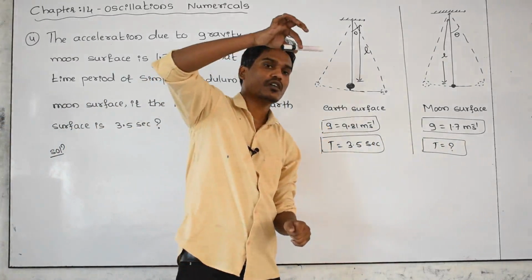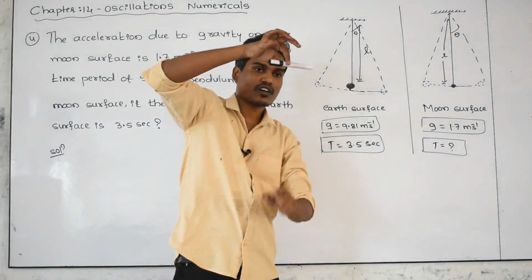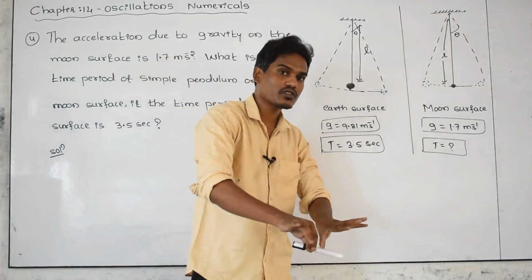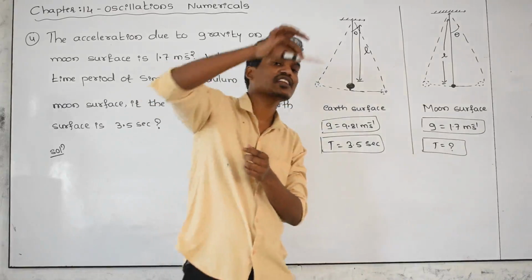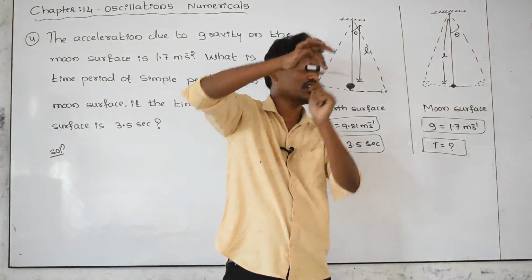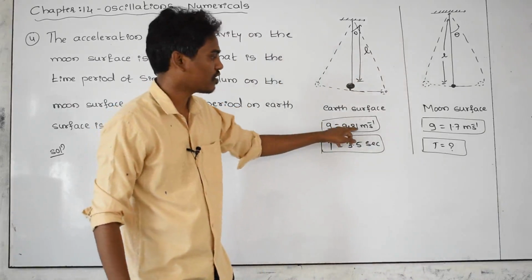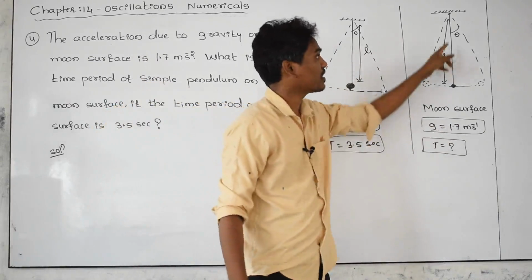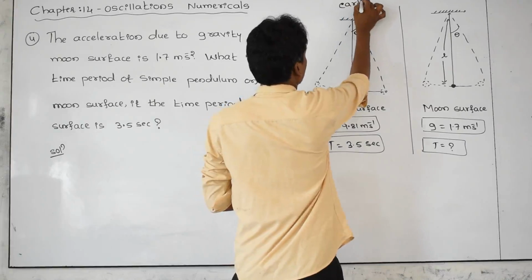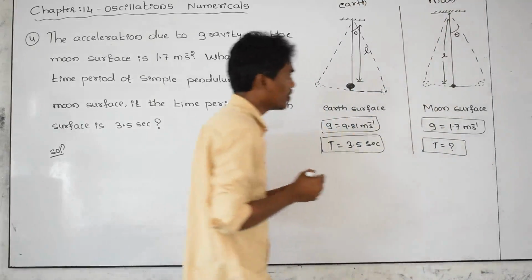If you release the object here, this is the earth. Whenever it is moving towards the earth, its acceleration is equal to 9.8. But on the moon surface, if you release any object, whenever it is moving towards the moon surface, then the acceleration of the body becomes 1.7 meter per second square. The g value for earth is 9.8 and the g value for the moon is 1.7. This is the diagram for earth. This is the experiment in case of moon.